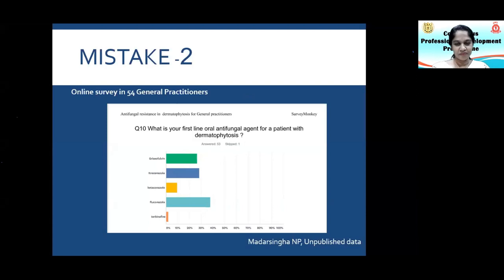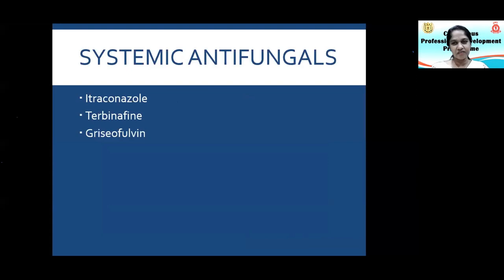But when it comes to the prescription of systemic antifungals for dermatophytosis, what is recommended are itraconazole, terbinafine, and griseofulvin. Because of the low cost and the availability in our hospitals, we tend to give griseofulvin, but sometimes you might have to give the other two commonly because of this drug resistance as well.